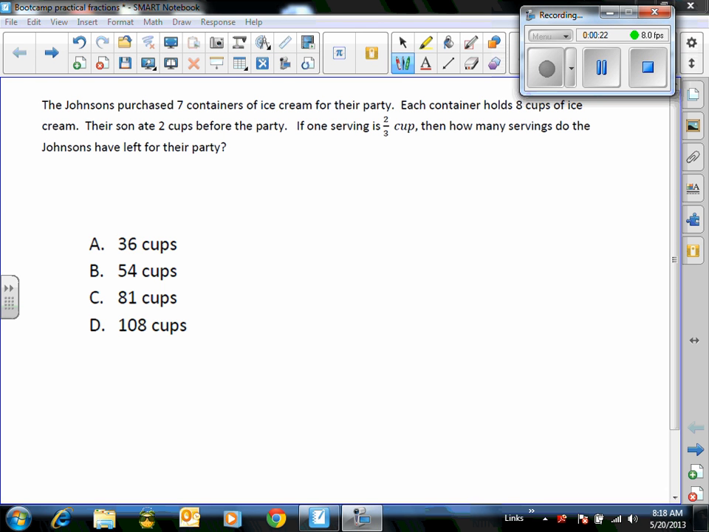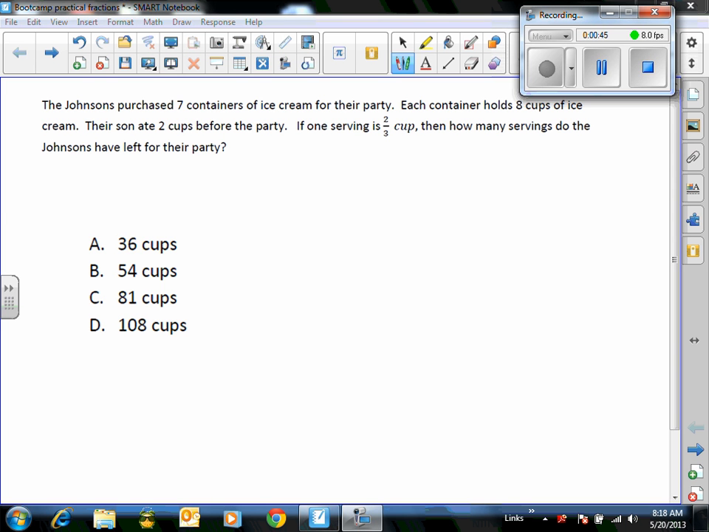So the problem that we're presented with here that you had on your practice assessment was: The Johnsons purchased 7 containers of ice cream for their party. Each container holds 8 cups of ice cream. Their son ate 2 cups before the party. If one serving is 2/3 of a cup, then how many servings do the Johnsons have left for their party?